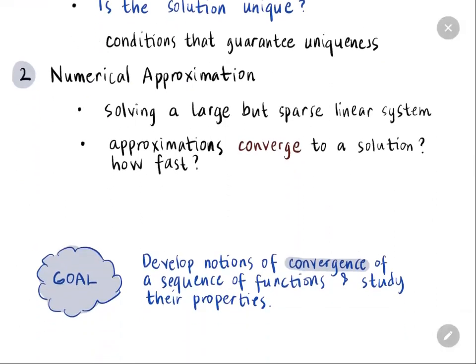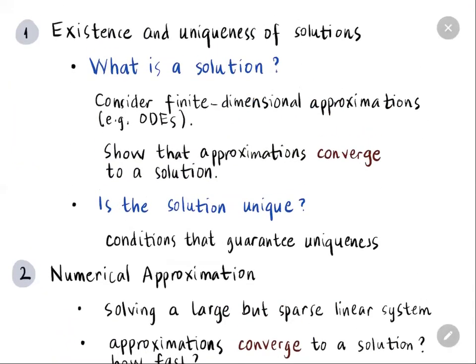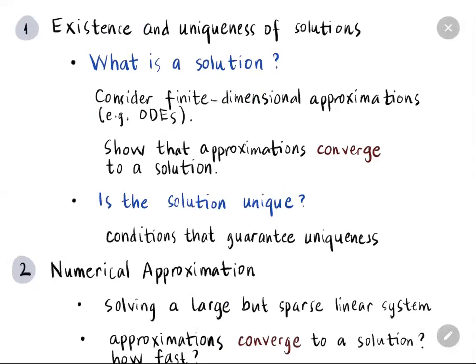So one of our goals is the following. We want to develop notions of convergence of a sequence of functions and study their properties. So the keyword here is convergence. If you notice, both in the existence and uniqueness of solutions, as well as in the numerical approximations, we have the issue of convergence. So how do we say that a sequence of functions converges to another function? We will discuss several notions of convergence later.